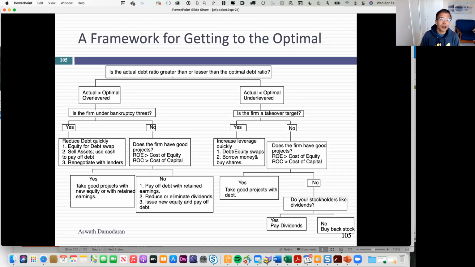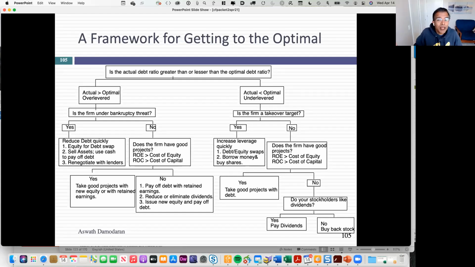You got to do a recapitalization. What does it mean? You borrow money and buy back stock essentially overnight. You've gone from having no debt to 40% debt. You borrow money and pay a special dividend overnight, you increase your debt ratio. Why are you doing it? Because you need to get to that optimum quickly. That's if you're underlevered and a potential target.